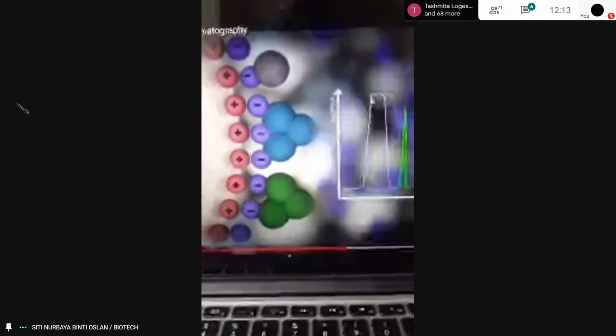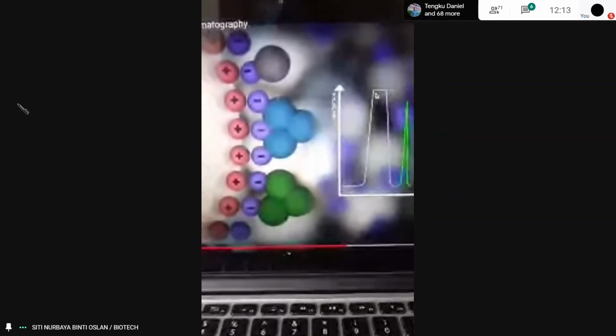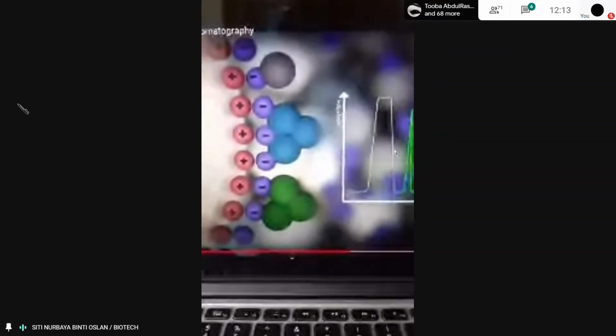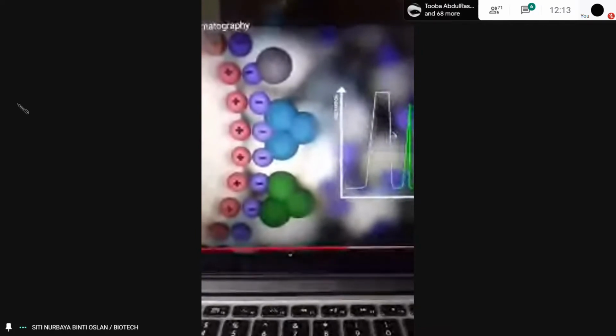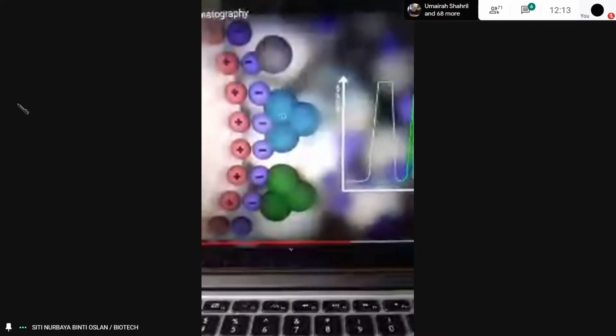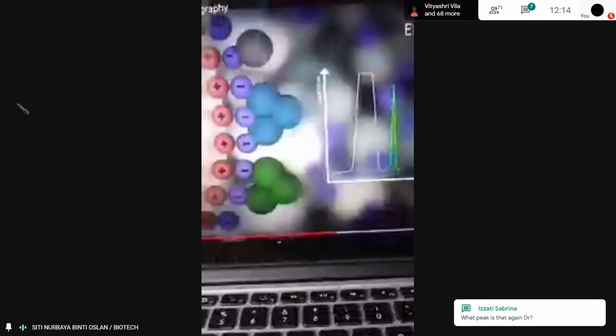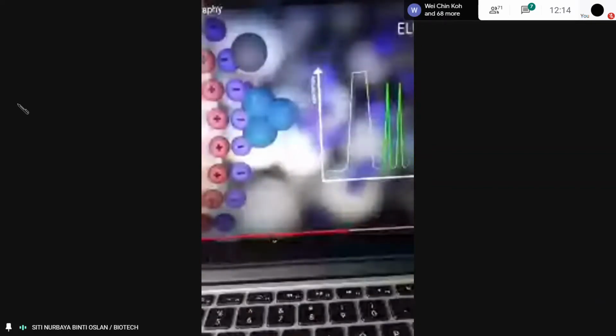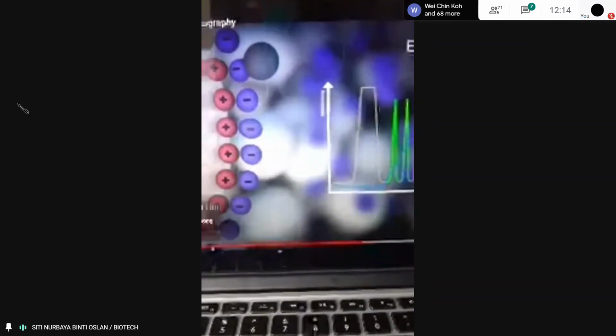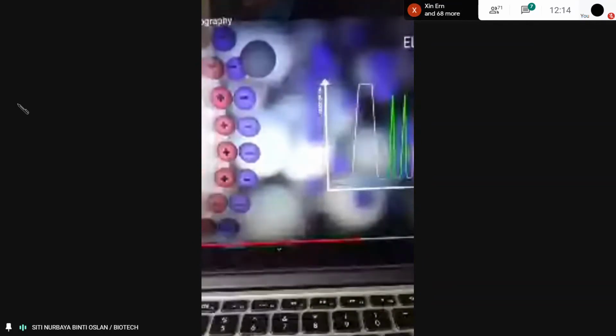So now the peak here represents the positively charged protein, the positively charged impurities, right? Because they cannot bind to the resin. Okay. The blue color here represents the salt. Okay, the different buffer with different pH. Okay, the gradient. We have explained about the gradient here.